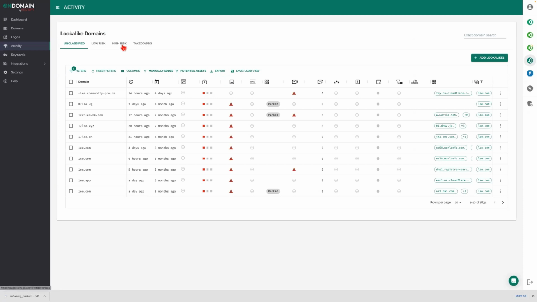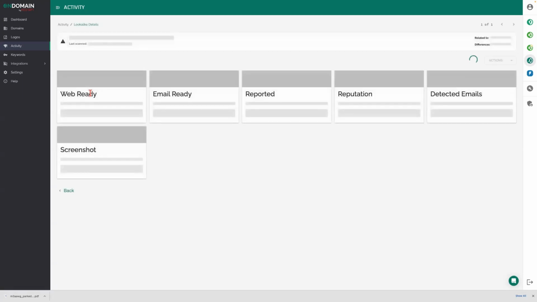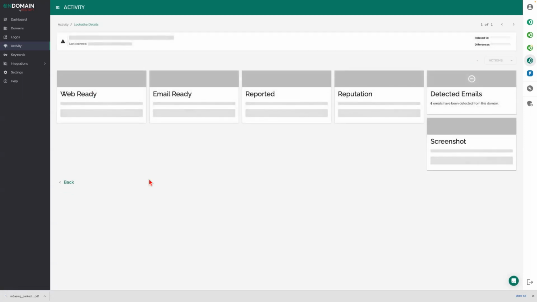Now, let me go into one that could be a little more challenging. This is one where I'd already marked it high risk just for the sake of the demo time. It's a little suspicious to me because it's got .ru in the name. So that's Russia, of course. And I can see some of the different characteristics along here. It seems like it's potentially coming from Russia, but it's registered. I think it's bad. So I think this is something we should consider for a takedown.